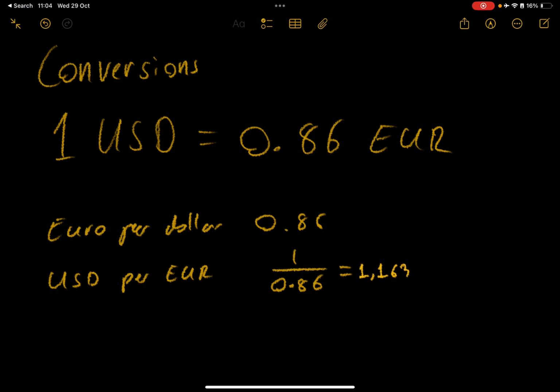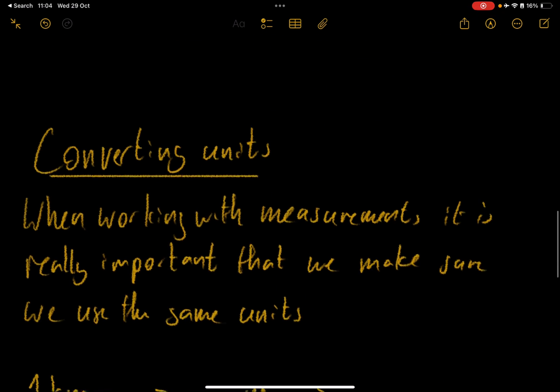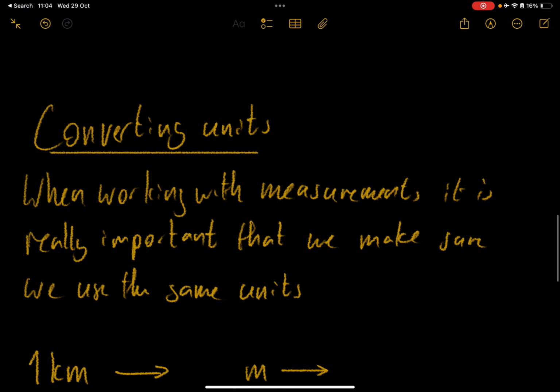Okay. So we use these ideas in the kinds of questions you're going to get in the textbook. What I also want to look at is converting units. So when we work with measurements, it's really important that we make sure we use the same units.